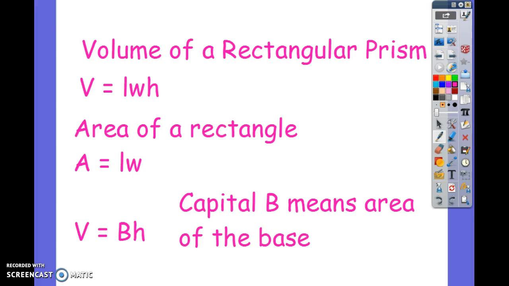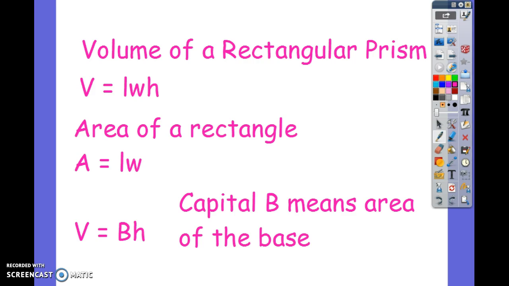Today we're going to talk about finding the volume of a rectangular prism. V is equal to LWH, which stands for volume is equal to the length times the width times the height. The base of a rectangular prism is a rectangle. To find the area of a rectangle, you use area is equal to length times width.